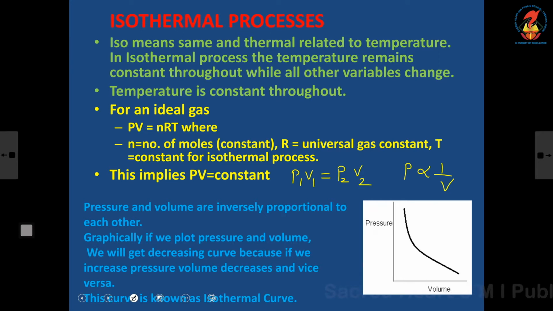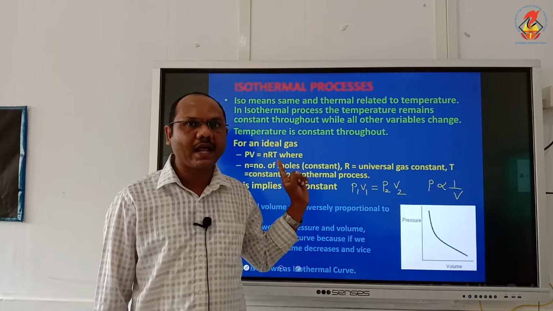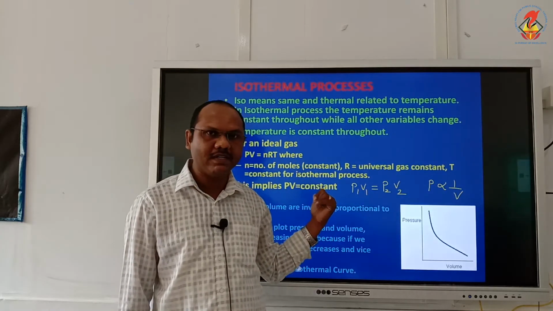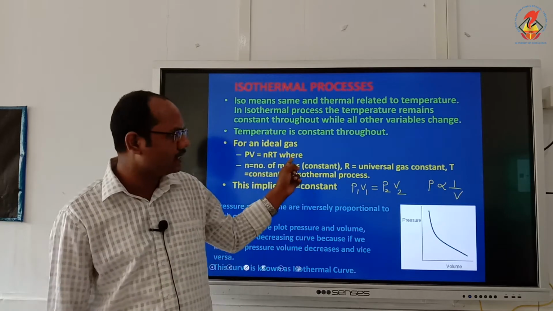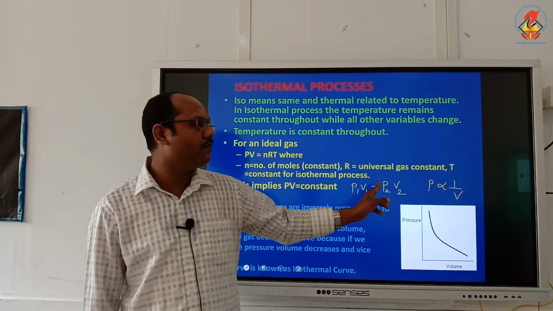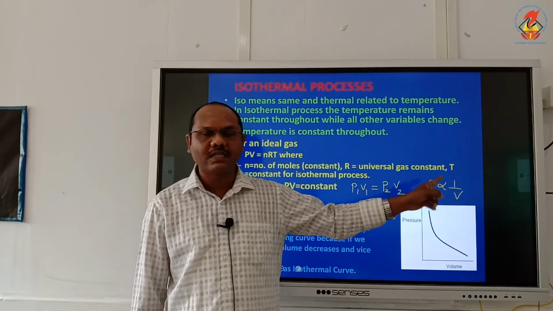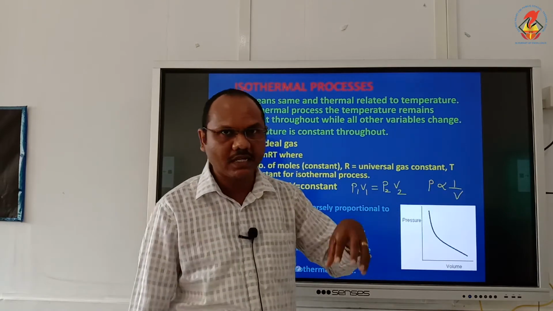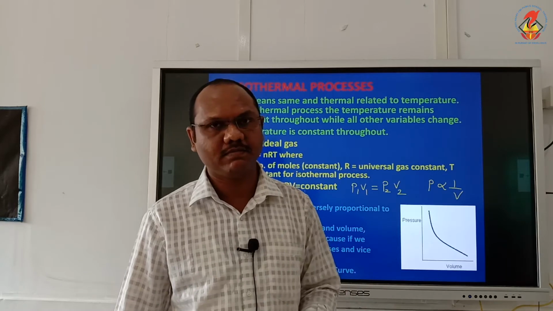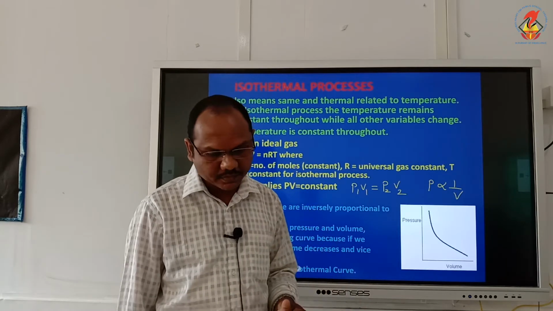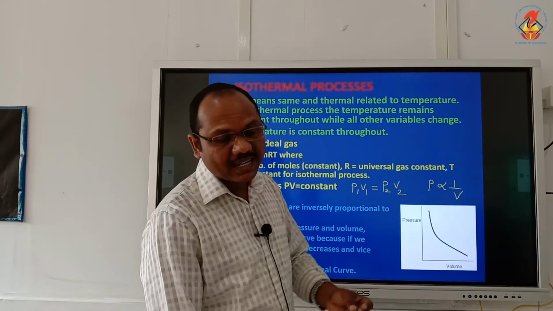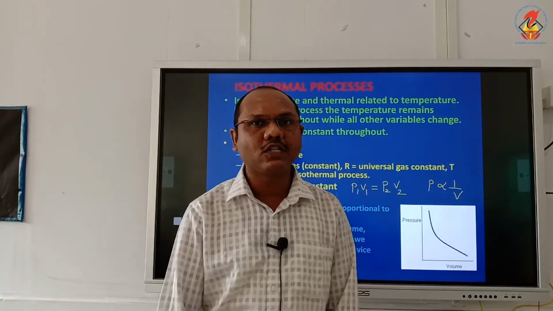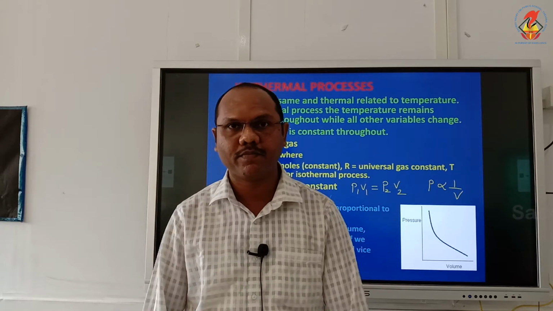So, remember, for an isothermal process, temperature remains constant. Therefore, I can write PV is equal to constant from the ideal gas equation. Then P1 V1 is equal to P2 V2. That means when pressure increases, volume will decrease. When pressure decreases, the volume will increase. Now, what are the essential conditions for the isothermal process to happen?